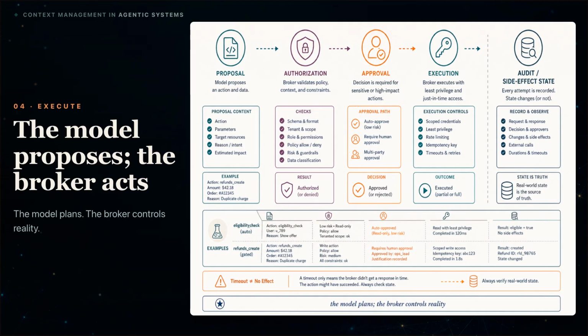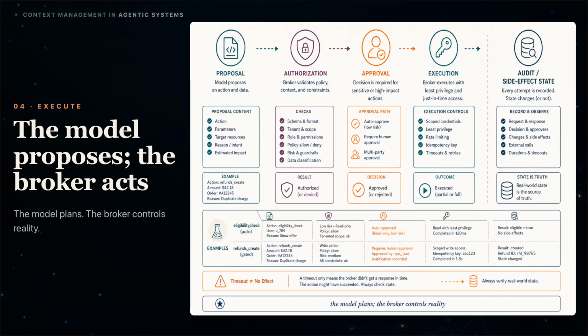Put a hard execution boundary after model selection. The model proposes a tool and arguments. The broker authenticates the caller, checks tenant and scopes, validates current preconditions, and decides whether approval is required. Only then does it execute with least privilege credentials. The result must report whether the action completed, failed before any effect, or produced a partial effect. A timeout alone does not prove that nothing happened. Log the proposal, policy decision, approval, request identifier, response, and final side effect state.